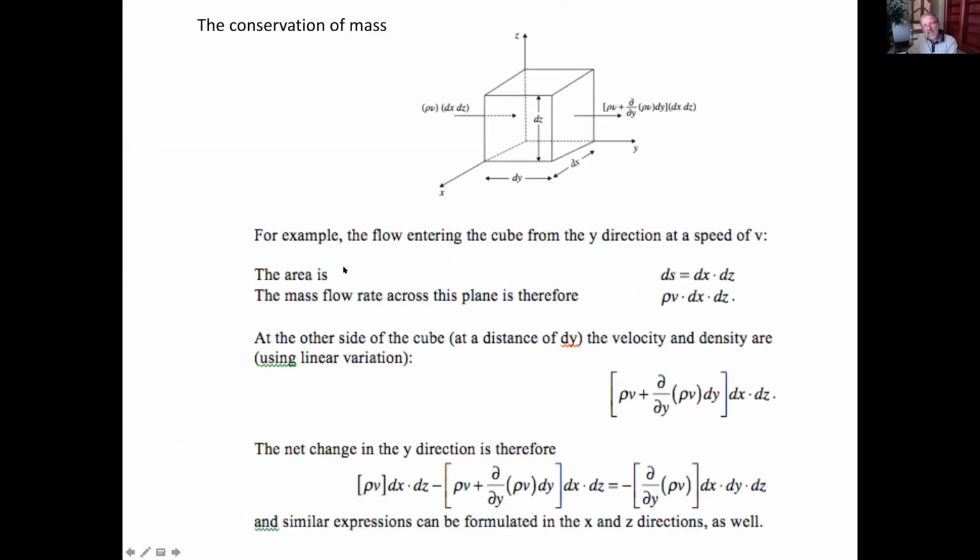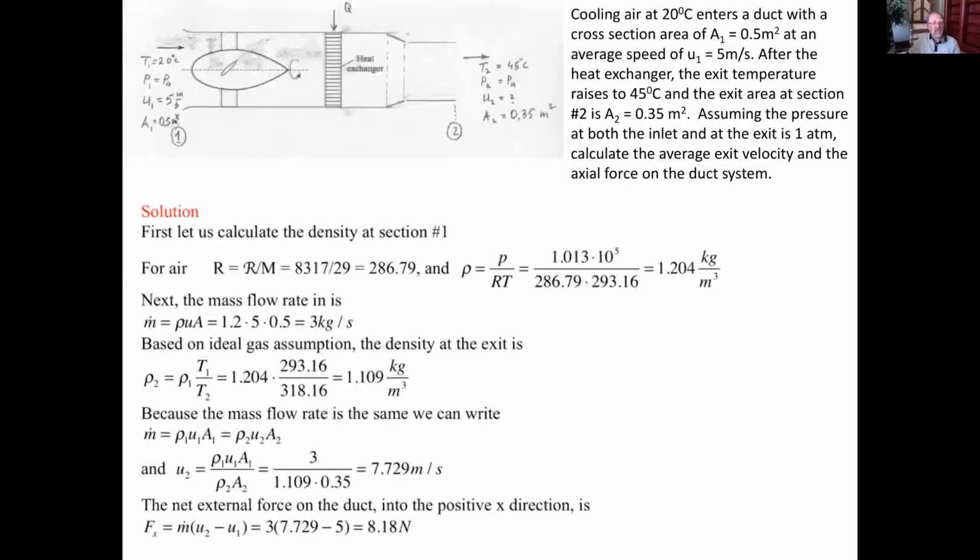Again, I apologize, my mistake is clicking before selecting the pen. Okay, selected the pen. This one we did in the first week, and 29 is really the molecular weight of air. Therefore, this will be the R. Then we do the simple formula.